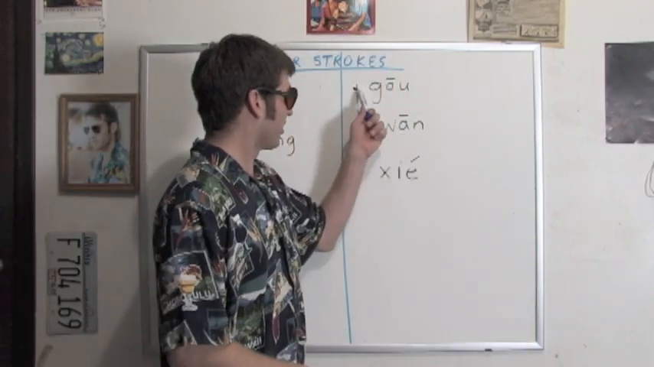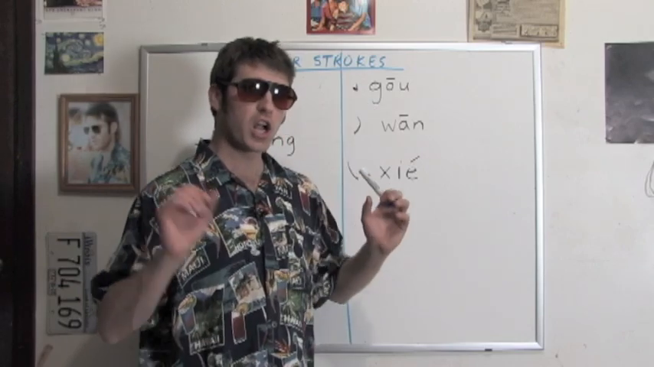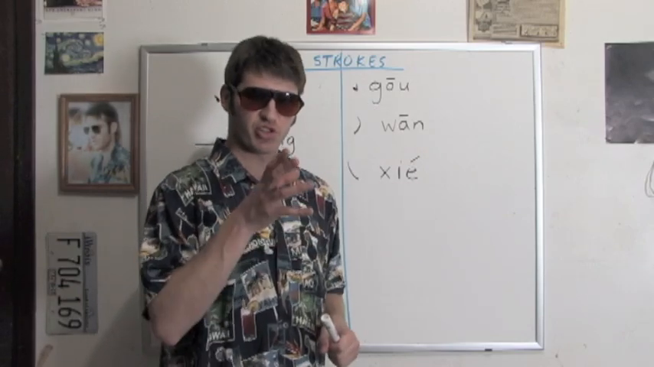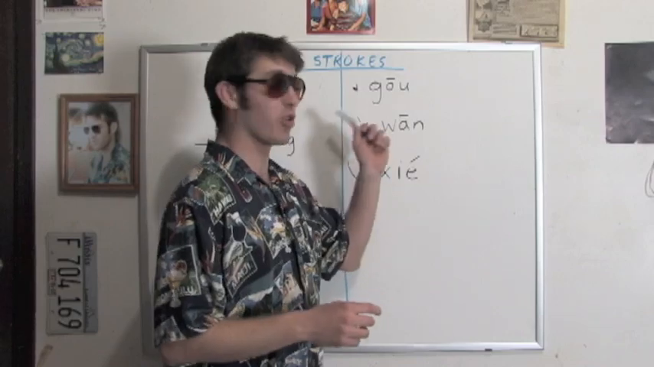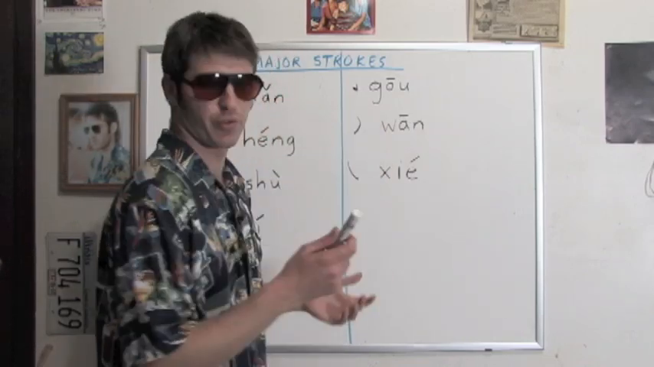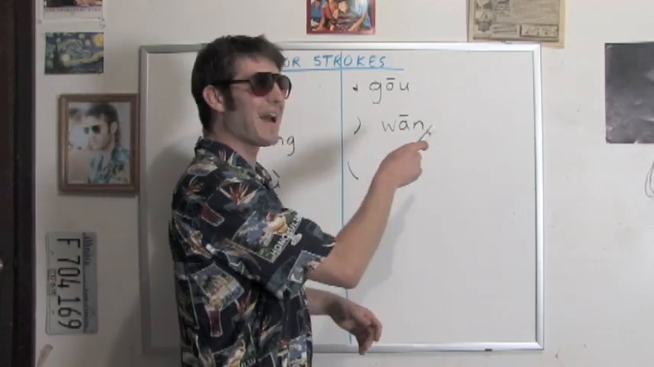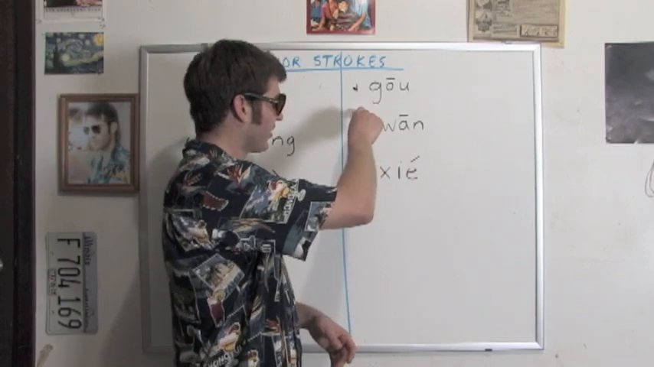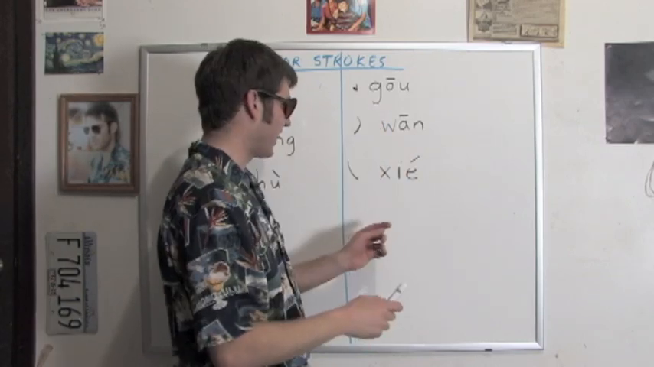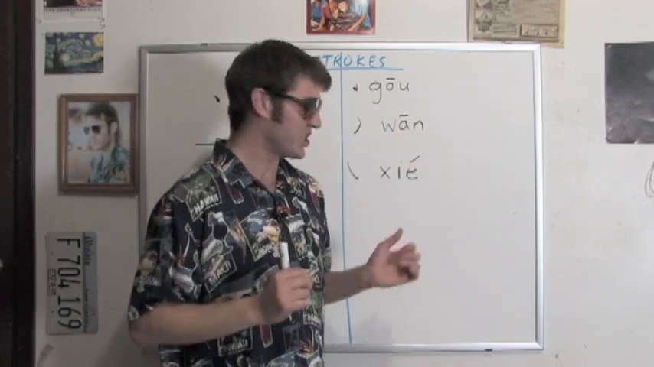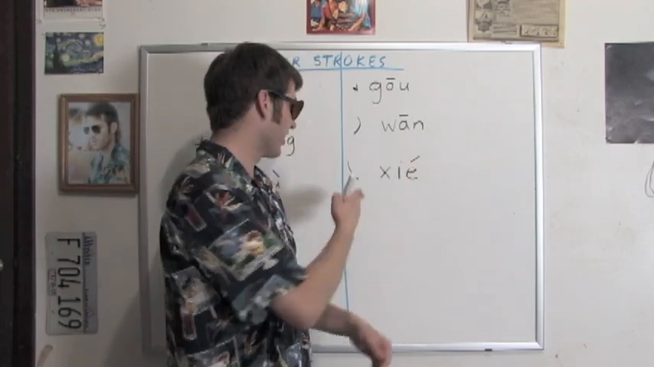Now here, to make a little hook, gou, gou. Like remember, dog is gou, third tone. Here it is first tone, gou, also the word for hook. Wan is kind of slightly concave to the left, and xie, slightly concave to the right.